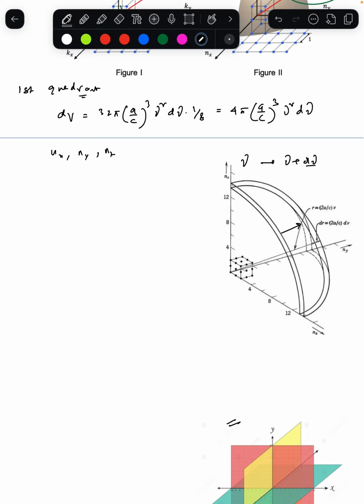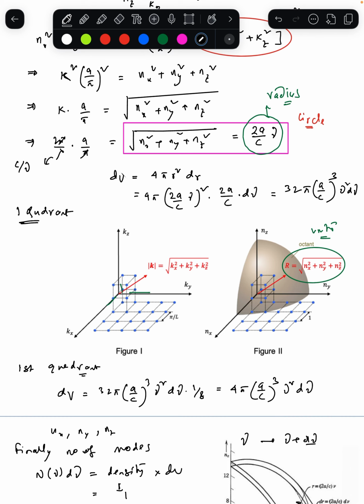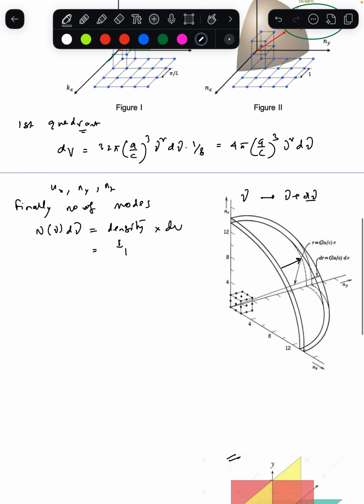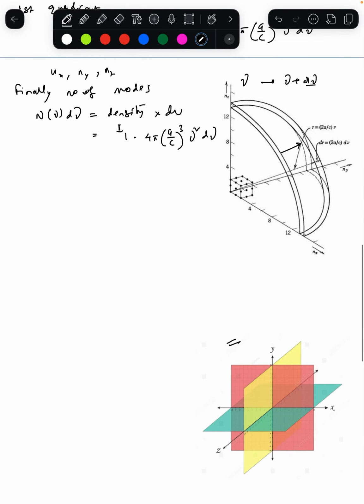Now finally, we want to get the number of modes. So the number of modes will be N(nu) into d nu. N(nu) d nu is equal to what? It is equal to the density of the modes into the volume element. What is the density here? Density is equal to 1, that I have already explained. Since the distribution is uniform, the density will be equal to 1. So that into 4 pi a by c whole cube nu square into d nu, right?